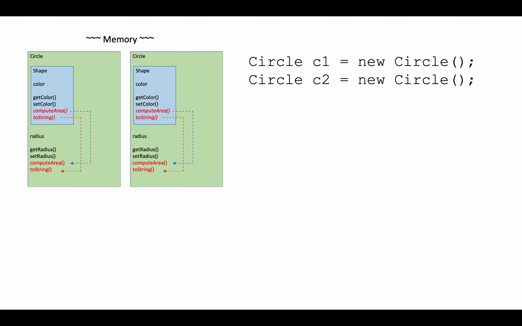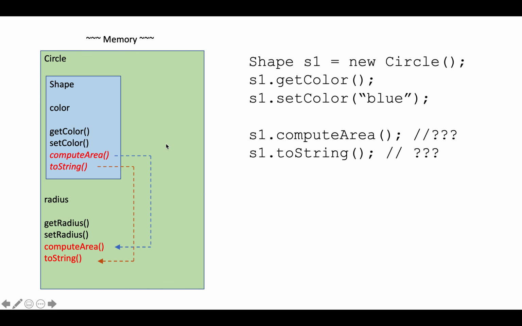And then this slide basically shows that if I create multiple circle objects, again, I've got a new Circle and a new Circle, that just reserves space in memory for all of this stuff, okay? So now, here's where things start to get interesting, okay?